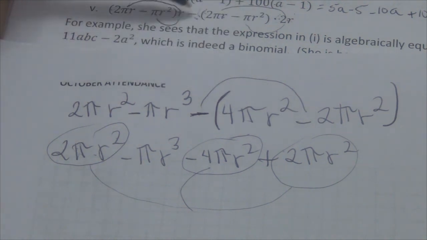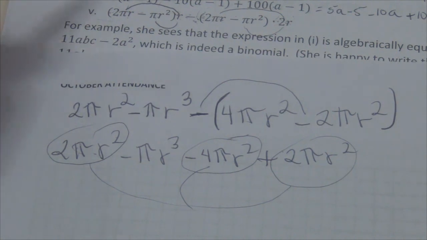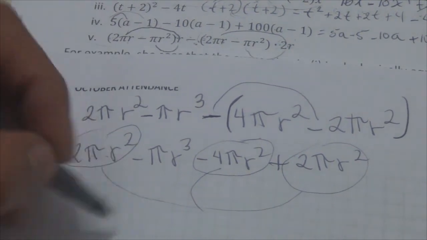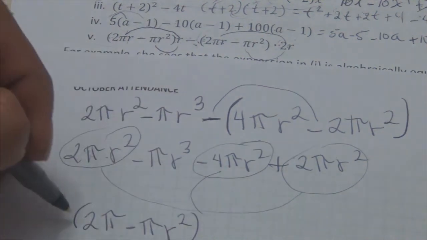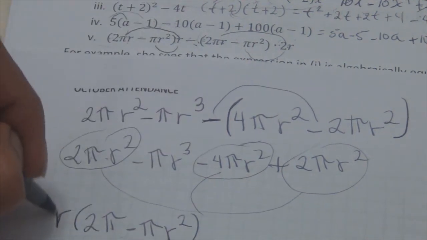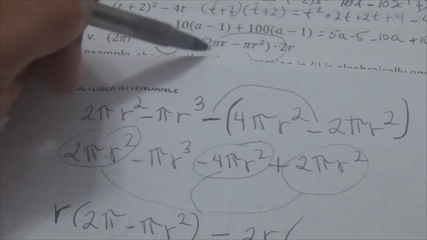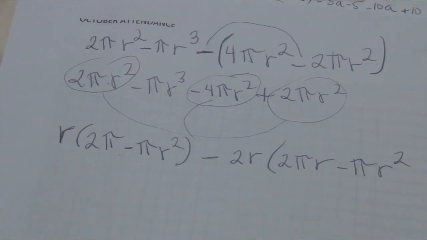Minus 4 pi r squared. Okay, something is not right. So you know what? Easy. If it's not right, I'm gonna have to rewrite the expression. 2 pi r minus pi r squared, okay, times r. But this time I'm gonna put the r over here. Minus 2r, I'm putting the 2r in front of the parentheses, minus 2r times 2 pi r minus pi r squared. Okay, that's basically what I have. Let me see if you can see this.